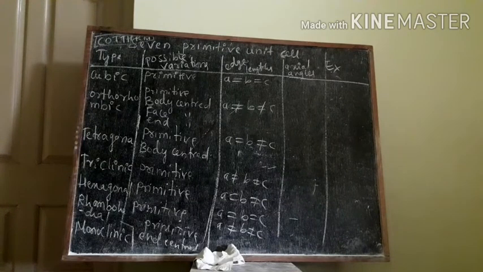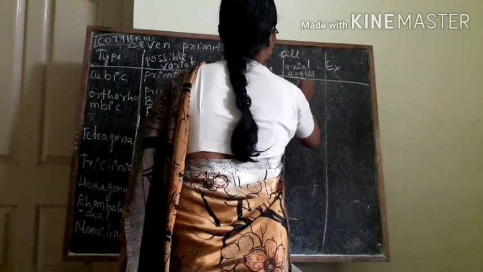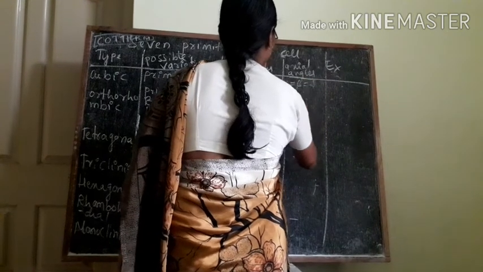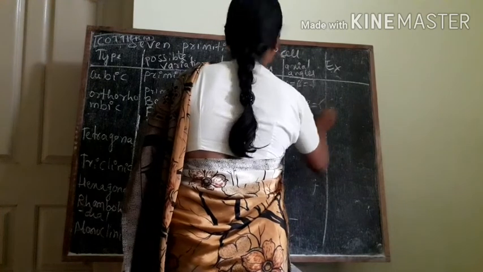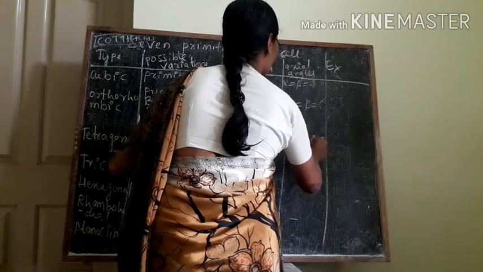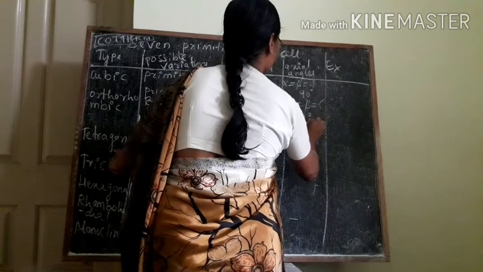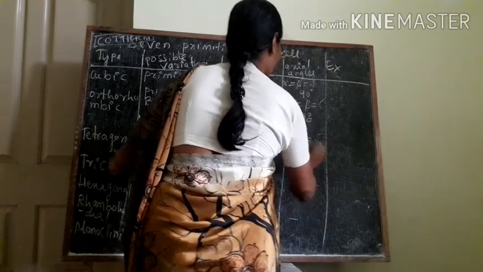Axial angles. What are axial angles? Alpha is equal to beta is equal to gamma. It is the case of cubic, tetragonal and orthorhombic: alpha, beta, gamma are all 90 degrees. Okay.